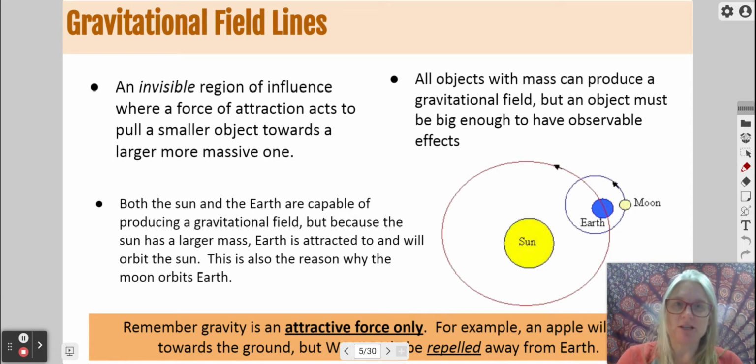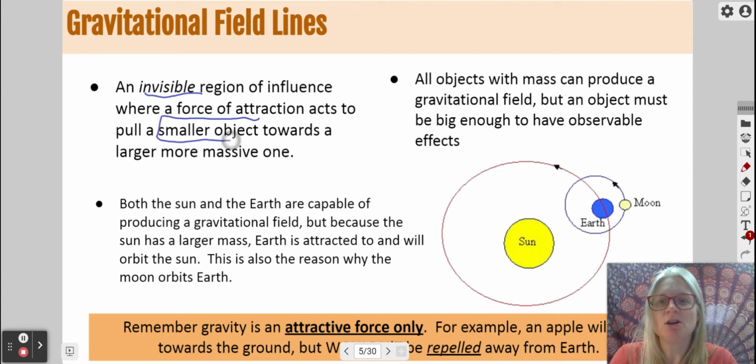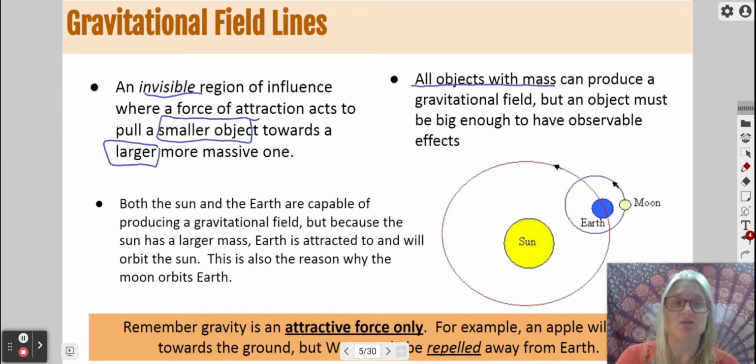All right, so we're going to start off with gravitational fields because it's probably the one that you're most familiar with. You experience this every day as you're walking on Earth. It's an invisible region of influence where a force of attraction acts to pull a smaller object towards a larger, more massive object. All objects with mass will produce a gravitational field, but the objects have to be big enough to have observable effects. So you and I both create a gravitational field, but because the Earth is so much larger in mass, you can't see our gravitational field, and the Earth's is much stronger.